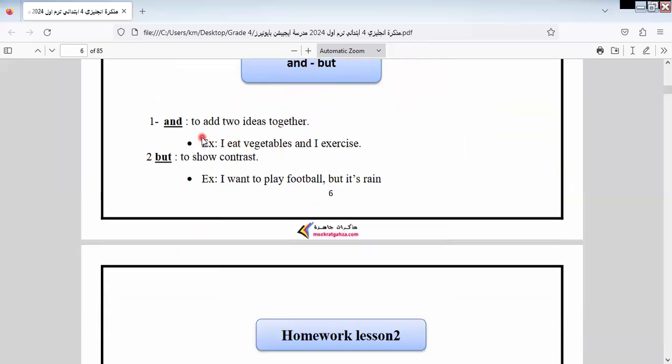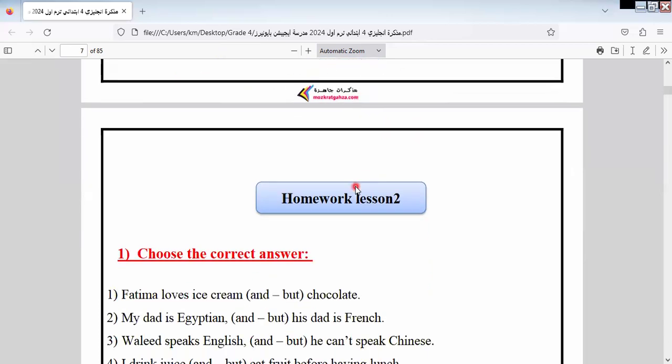We use and to add ideas together, to add 2 ideas together. But is used to show contrast. There is a sentence and another sentence that is in contrast, like this: I want to play football, but it's raining. Or can I say I want to play football, but my leg is hurt. Okay, so here we have contrast. The 2 sentences are in contrast here.